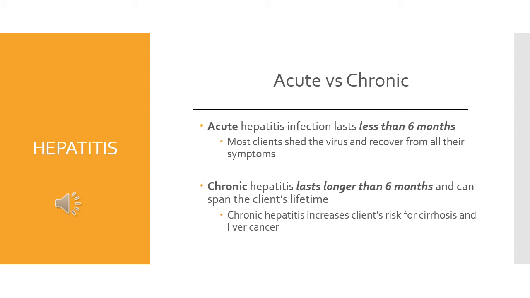Continuing our discussion of viral hepatitis, hepatitis can also be acute or chronic. So in an acute infection, this person is infected and then they recover, and that usually takes less than 6 months. If viral hepatitis lasts longer than 6 months, it's said to have gone into a chronic form, and that chronic form of hepatitis can span the client's entire lifetime. The chronic hepatitis also increases the client's risk for cirrhosis and liver cancer.